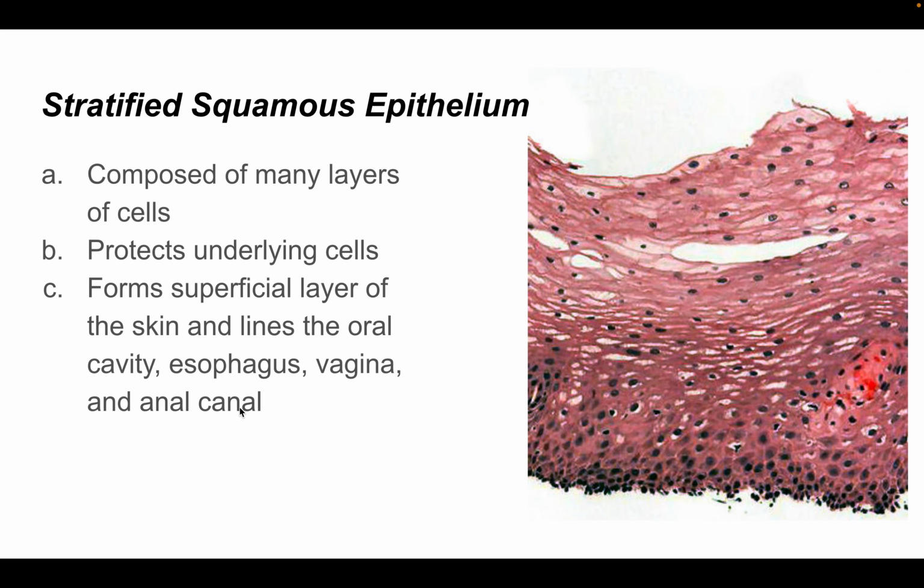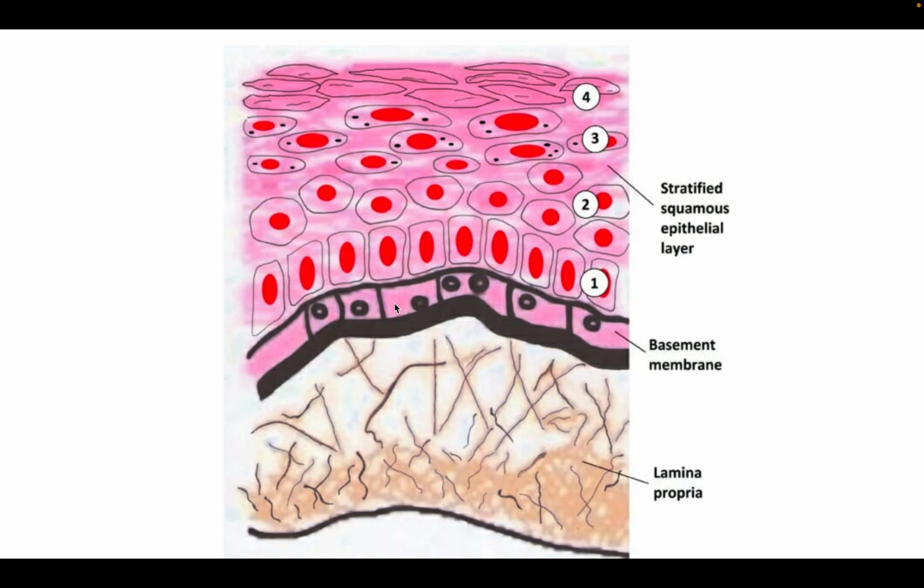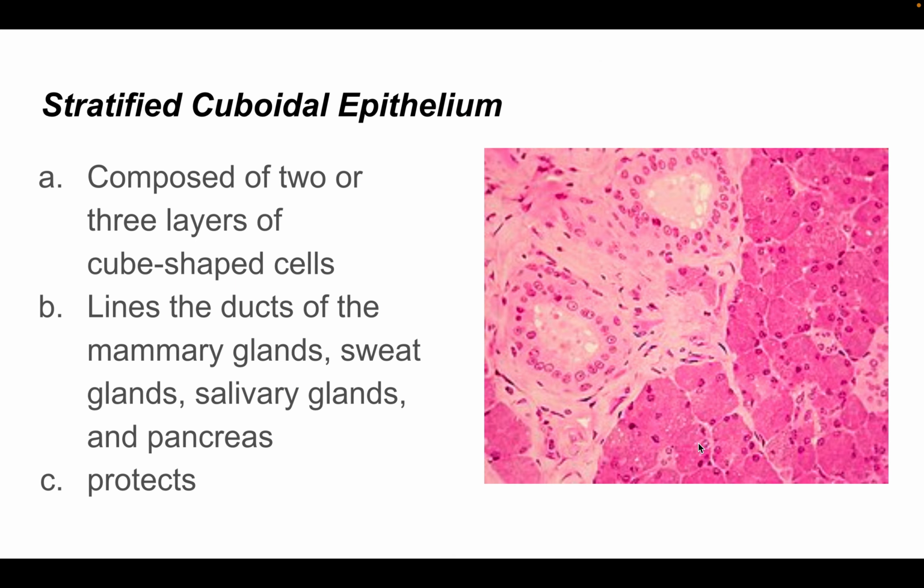No cilia. Okay, stratified squamous. So our squamous cells that are flattened can also be stratified. So many layers. Forms a superficial layer of our skin, oral cavity, esophagus, the vagina and anal cavity. Those are all stratified squamous epithelia. So again, multiple layers. There's that basement layer, and then our connective tissue.